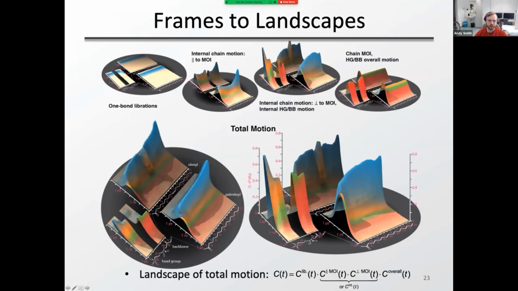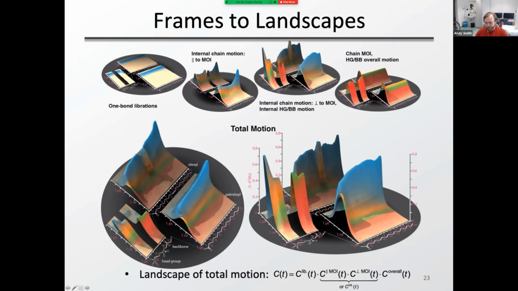So for each one of these motions, you get a 3D plot that looks like this. And so you really start to see the details of all these individual motions. And finally, you need to take the product of the correlation functions themselves. This is not that difficult of an operation, but it's ugly on a slide. Anyway, we take the product of all these motions and we get the total landscape, which is already pretty good.